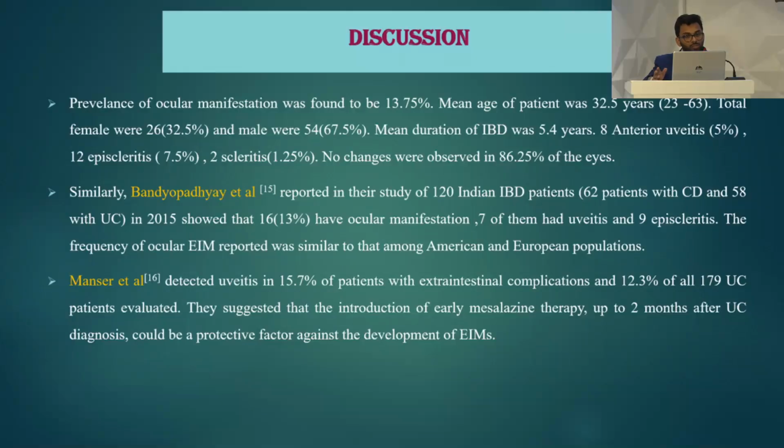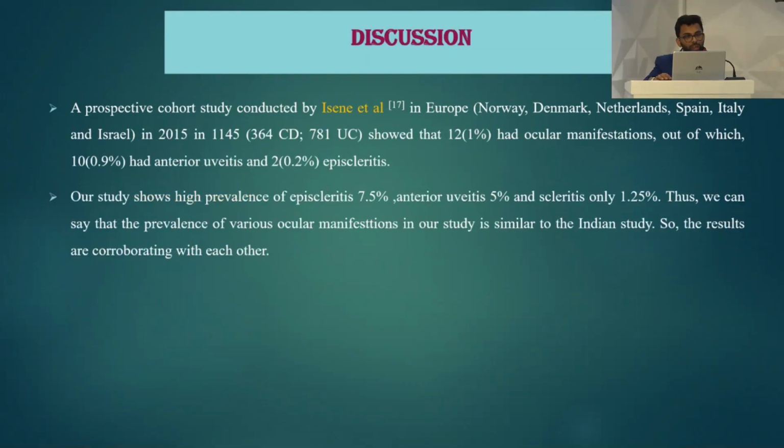This study also showed 30% ocular manifestations in IBD patients, where 9 patients had episcleritis and 7 of them had uveitis, among 120 IBD patients. There are other studies like Manser et al. This study also showed 12.3% extraintestinal manifestations, like ocular manifestations. And this study also suggested using early mesalazine therapy, which is a protective factor against the development of the EIMs. And Eisen et al.